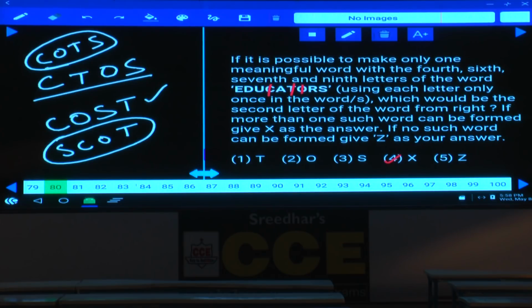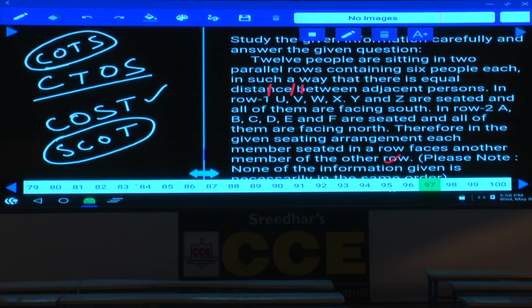Why did I do pairs, tell me? For that one you will always have a unique answer. But for these word formation questions you cannot definitely have a unique answer. Hence we cannot work on this one. Then after this, what else is left over here? 97 to 100. Let us start with this 97 to 100.